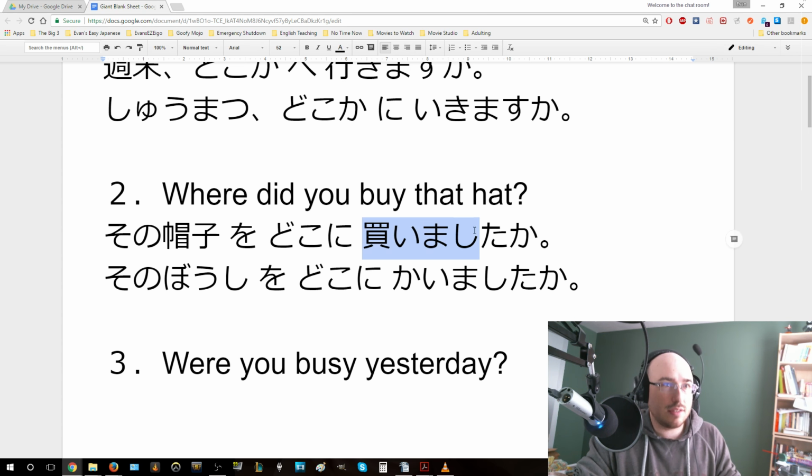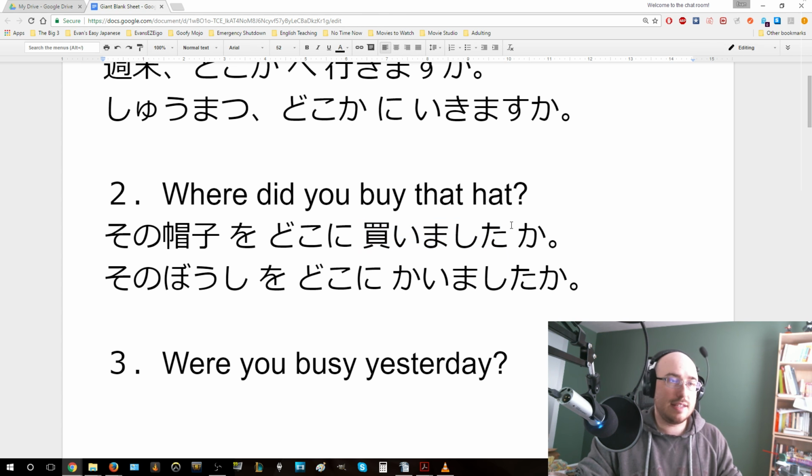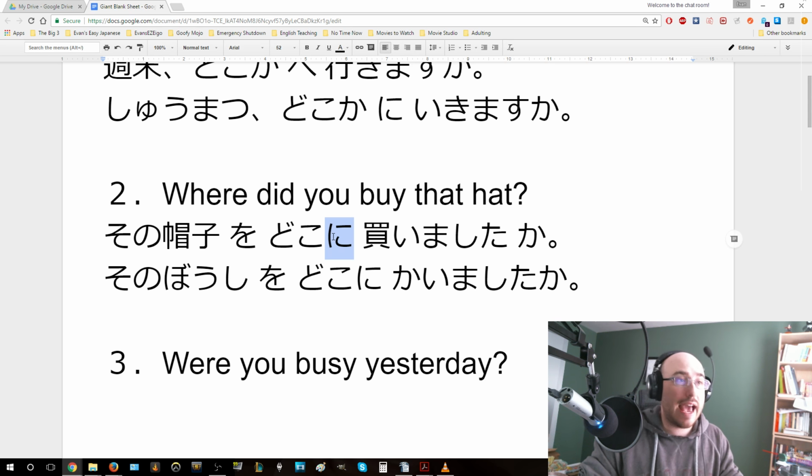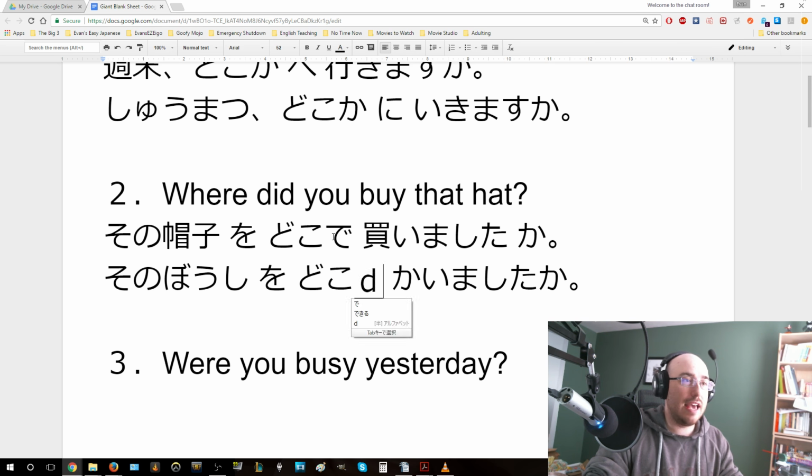Anyway, kaimasu. Like you have to go out to the store. You have to physically take out your wallet. You have to hand over the money and go, I'm so poor. Why don't I have any money? Oh my god! And then you get the thing that you're buying. So that's an action. Place of action gets de.